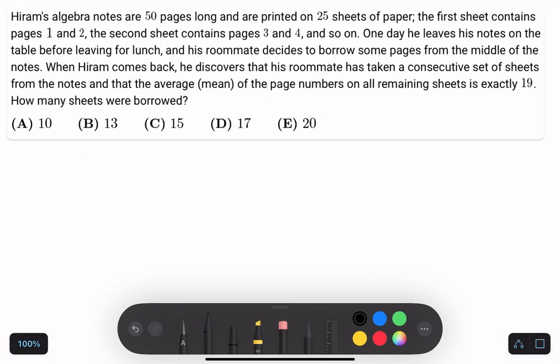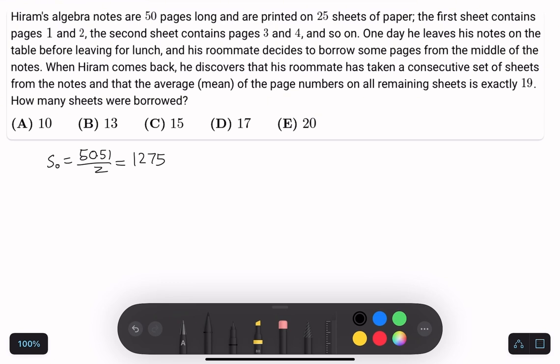Let's first set this up. We know that the original sum of all the page numbers, which we'll write down as S0, is 1 plus 2 plus 3 all the way to plus 50, which is 50 times 51 over 2, which is 1,275.